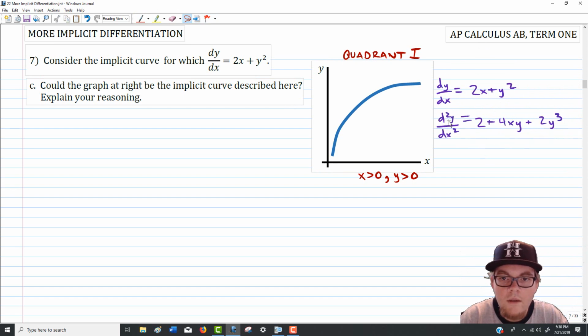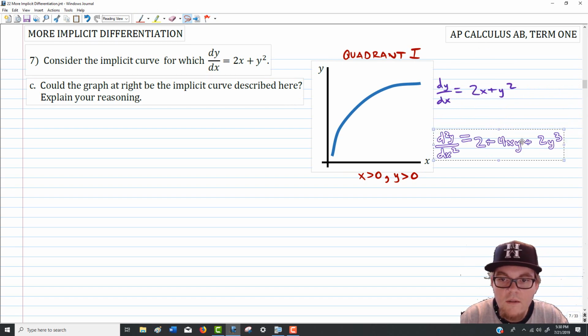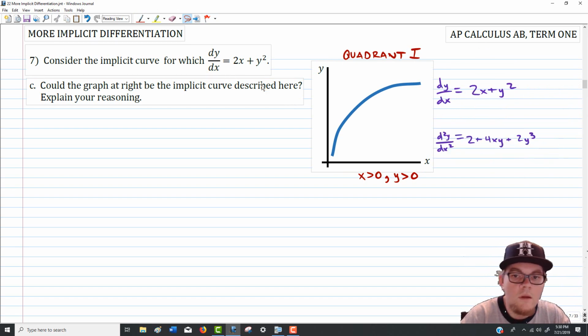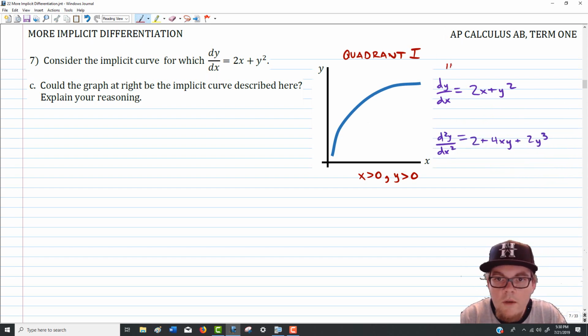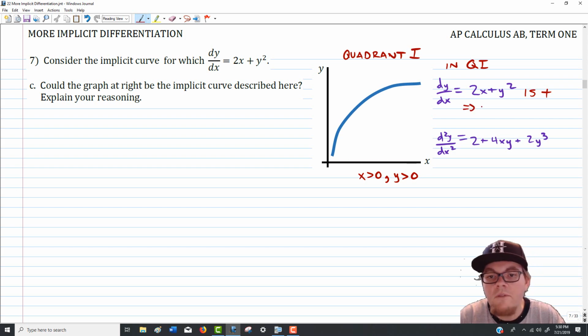In quadrant 1, you can almost see this. So if we're in quadrant 1 with x and y both positive, let's think about what dy/dx would be. Well, 2 times a positive number plus a positive number squared is going to be positive. And that implies that the curve is increasing. I'm just going to call this curve C for the moment. So C should be increasing in quadrant 1.